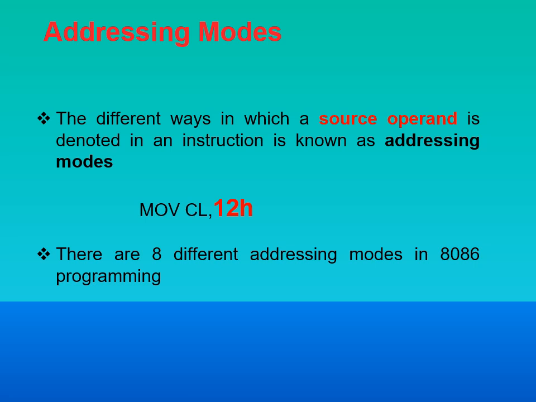Which data has to be moved to the destination? It is 12H, and that data is given immediately in the instruction. It is immediately available in the instruction. You don't have to go anywhere. Whatever data you need to move to the destination, it is directly given. So this is only one type of addressing mode, which is immediate addressing mode. Like that, there are 8 different types of addressing modes, which we will be seeing in the coming slides.